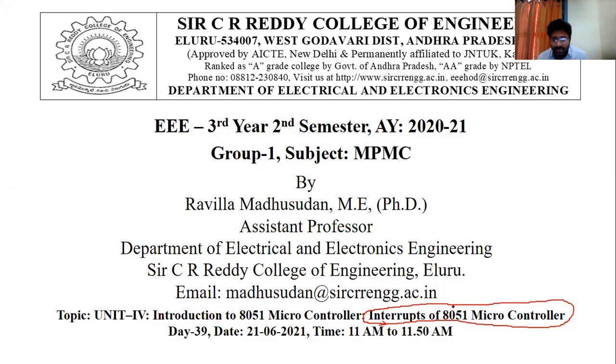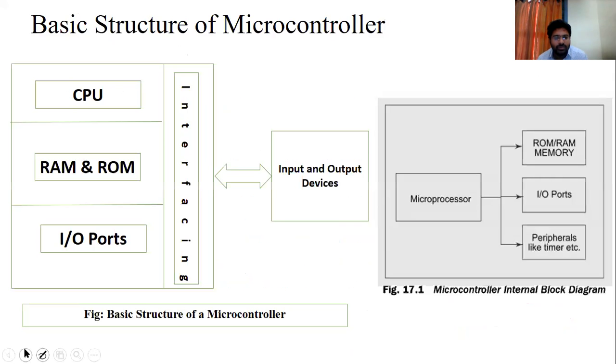But in the 8086 microprocessor, we have only 2 interrupts. In the case of the 8051 microcontroller, we have 5 different types of interrupts available. So first of all, what are interrupts? An interrupt can be generated by the CPU or by external devices, input output devices.